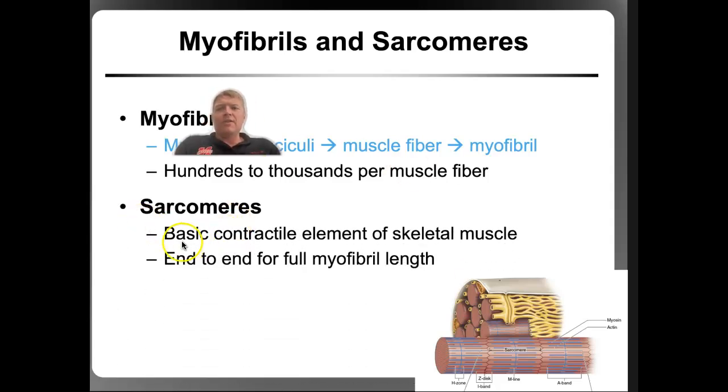The sarcomere is the basic contractile element of each skeletal muscle, and it runs end to end of the full myofibril. So one sarcomere is one section here, from there to there, and then there's another one and another one and another one, and it just keeps going and going until it gets to the end where it attaches to a tendon.